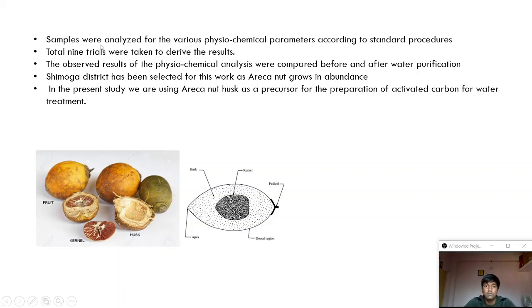Samples were analyzed for the various physiochemical parameters according to the standard procedures. A total of 9 trials were taken to derive the results. So the process that I'm going to describe now was done a total of 9 times before deriving the results. The observed results of the physiochemical analysis were compared before and after the water purification.